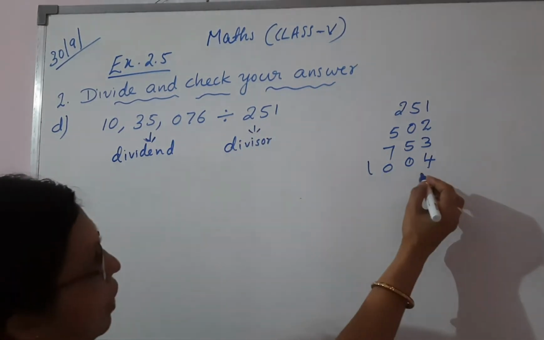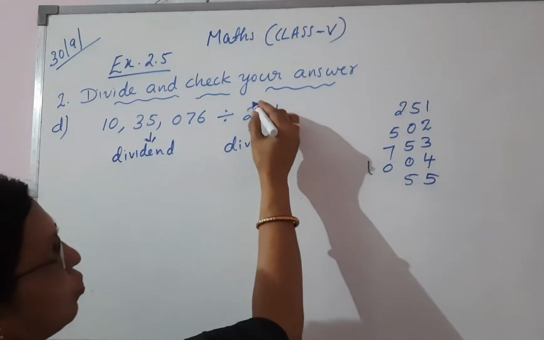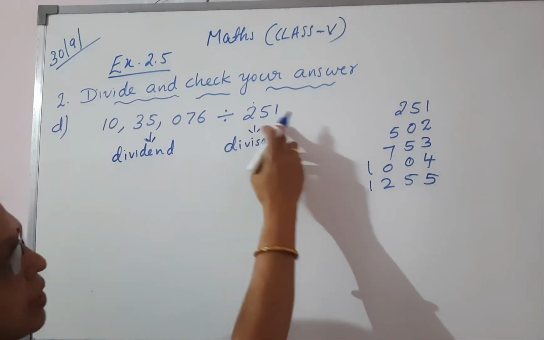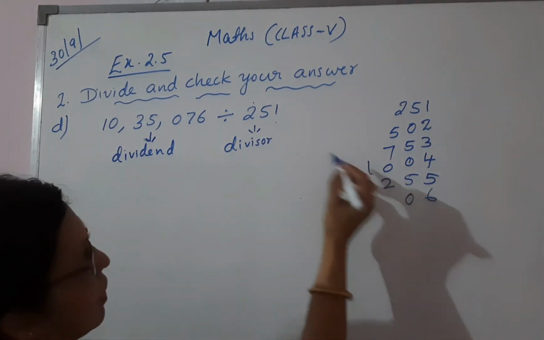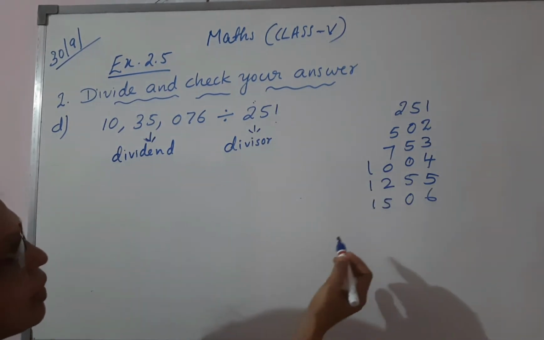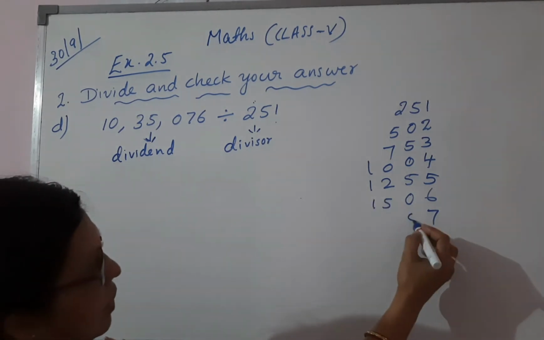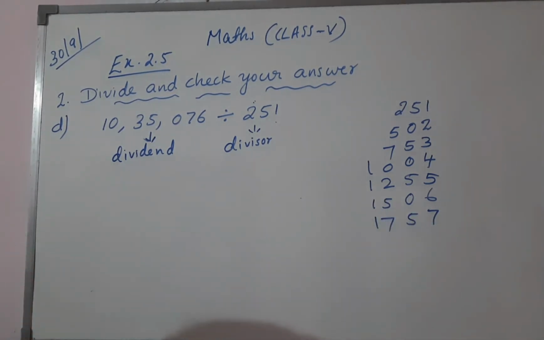251 into 5. 5 1s are 5. 5 5s are 25, 2 carry. 5 2s are 10 plus 2, 12. 251 into 6. 6 1s are 6. 6 5s are 30, 3 carry. 6 2s are 12 plus 3, 15. 251 into 7. 7 1s are 7. 7 5s are 35, 3 carry. 7 2s are 14 plus 3, 17.